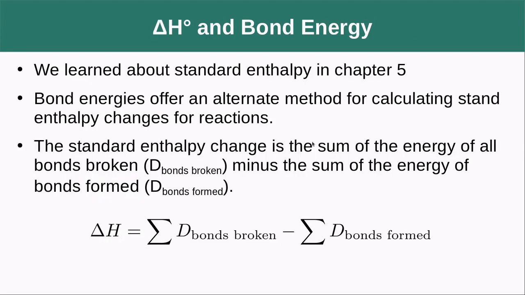So we learned about the standard enthalpy in chapter 5. There we were using standard enthalpies of different reactions in order to calculate the standard enthalpy for a specific reaction. We can do this exact same thing with bond energies. And it has a very similar form, where we're going to add up all the bond energies of the bonds broken. Those are positive values. And we're going to subtract out all of the bonds formed.